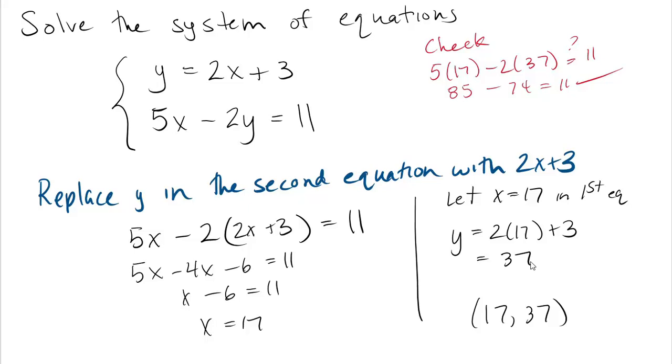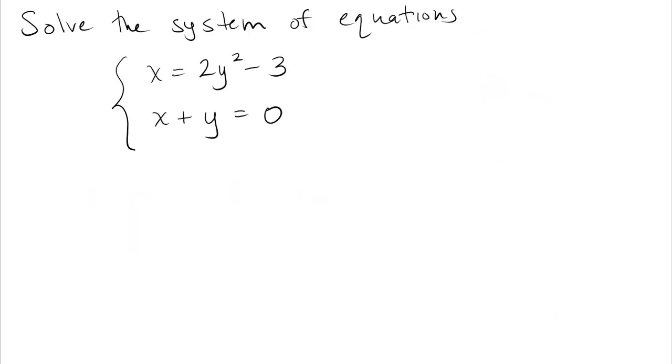Let's solve another system that's a little more complicated. Solve the system of equations x equals 2y squared minus 3 and x plus y equals 0. So here we have a parabola that opens to the side and a line.